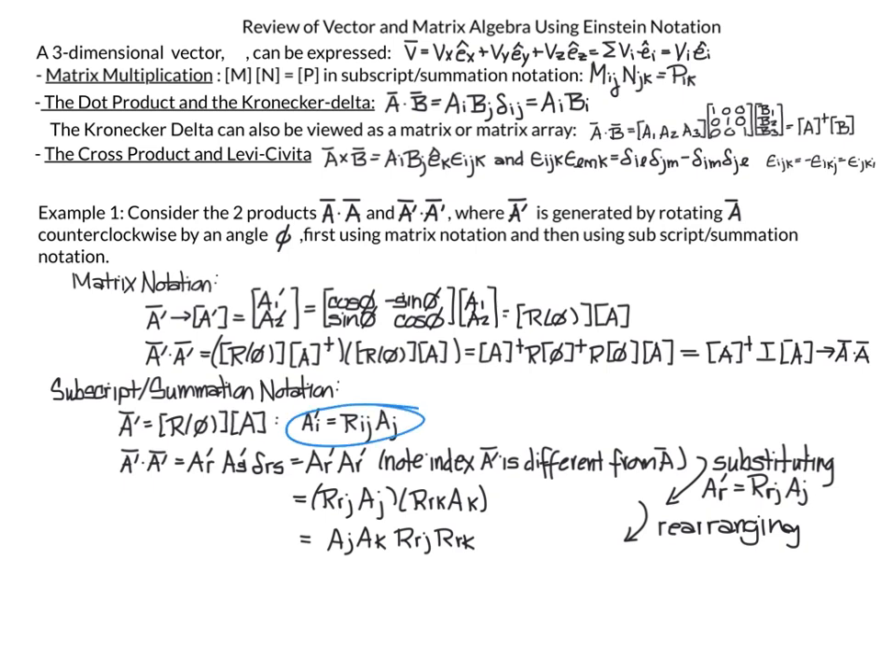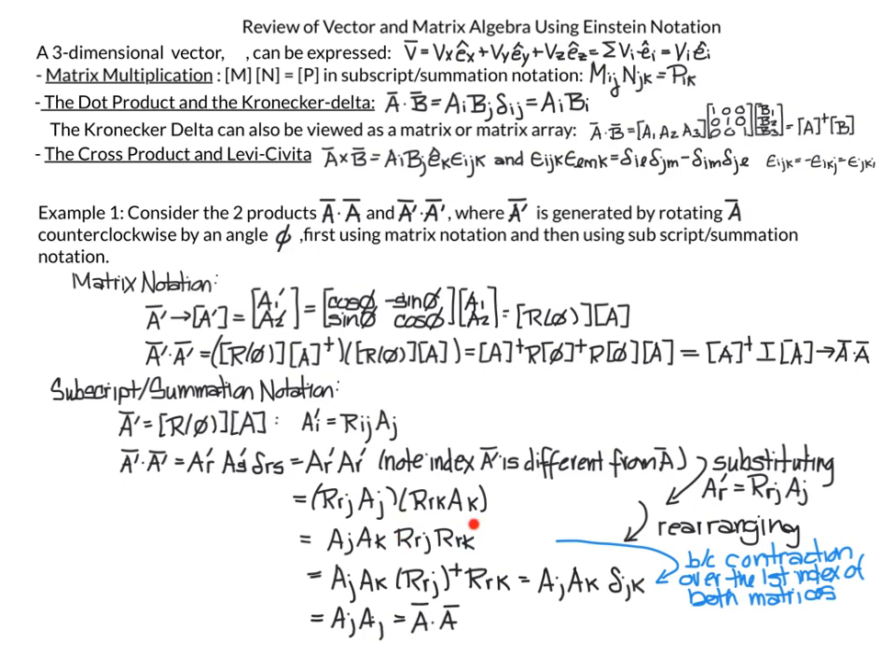So what we're going to get is A R prime. We're going to use this as A_RJ times A_J. And then for this one, because we're multiplying, we need to run a different index. So we'll have A_RK times A_K. And again, now we're not multiplying matrices, but we're multiplying elements of the matrix, so we can rearrange. So we can put the A's together, A_J, A_K, and the R's, R_RJ and R_RK.